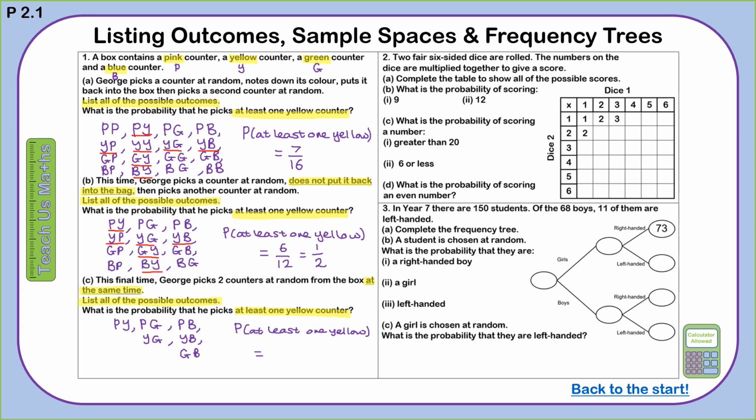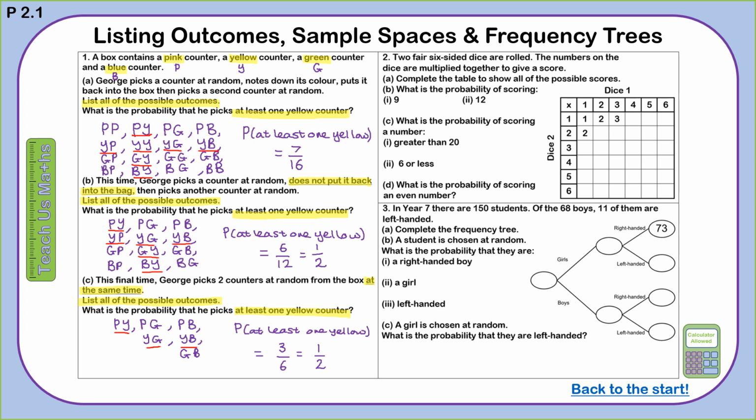And now we can work out the probability that he picks at least one yellow counter. Well, there's 1, 2, 3 outcomes that have got at least one yellow counter out of a total of 6 possible outcomes. So the probability that George picks at least one yellow counter in this situation is a half.